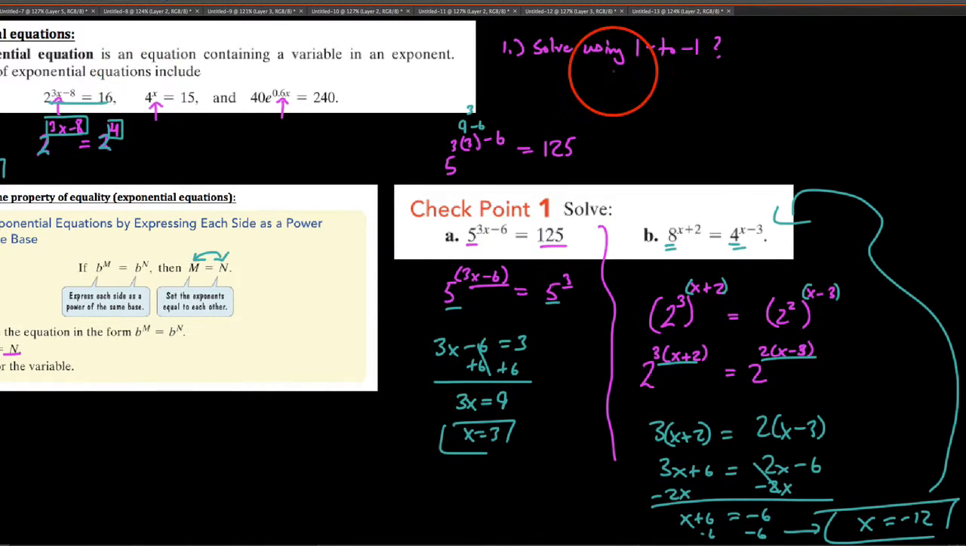If possible, let's use the one-to-one property. In the next video, we'll look at when we can't use one-to-one, what do we rely upon next.